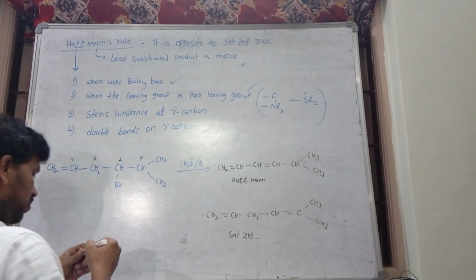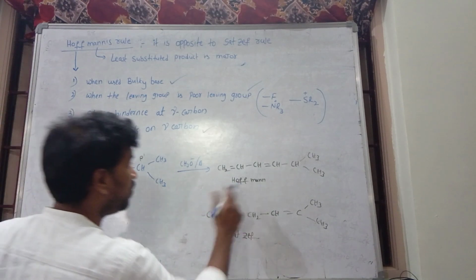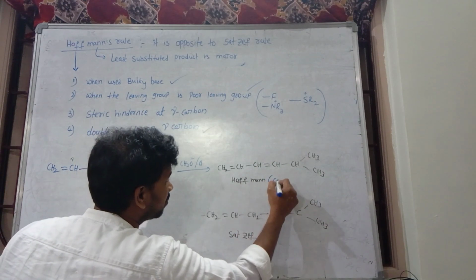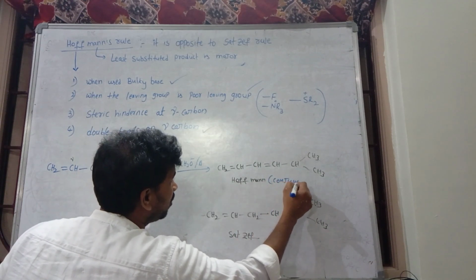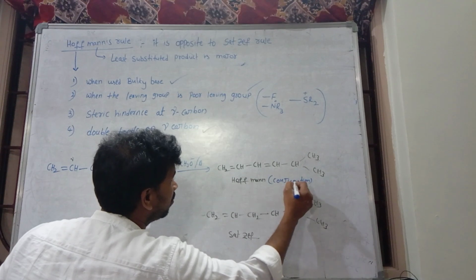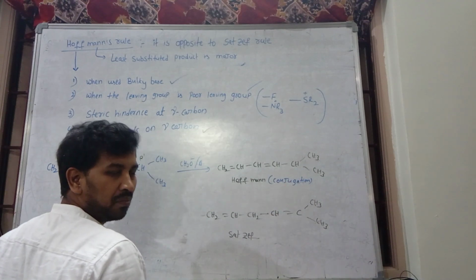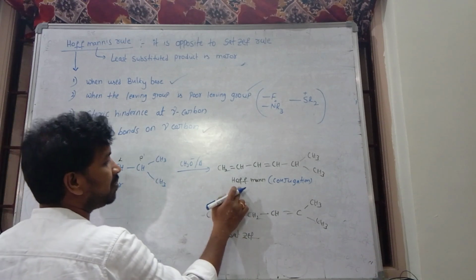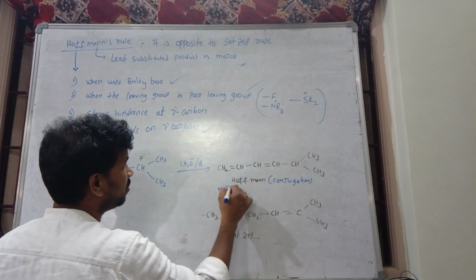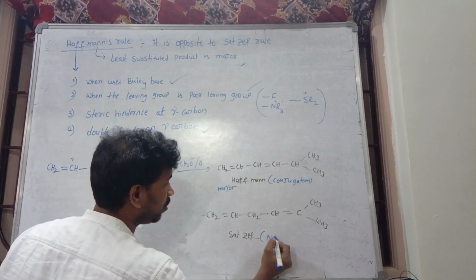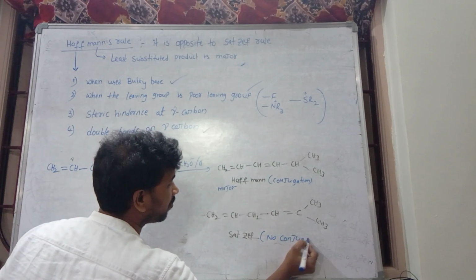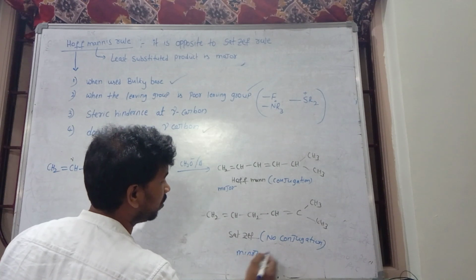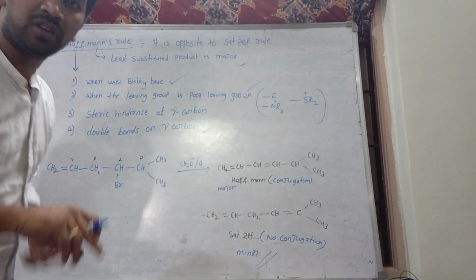So why is the Hofmann product major here? You see, the double bonds are conjugated. Conjugation is there, and when conjugation is there, stability will be more. The more stable product is the major product in any general reaction. That is why Hofmann is the major one. In the other, there is no conjugation, so it is the minor product. Okay, this is about E2 elimination.